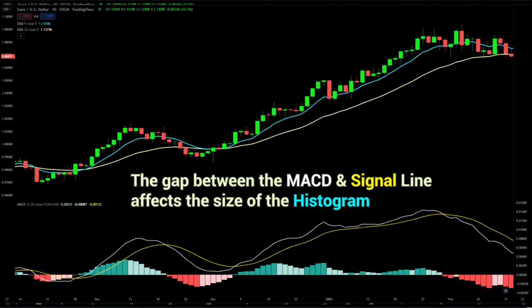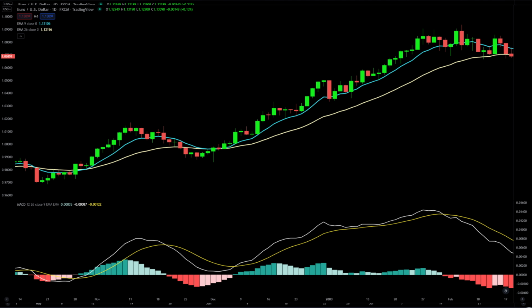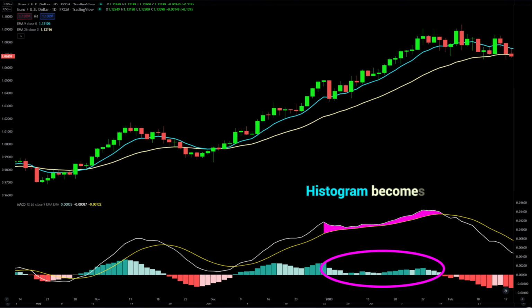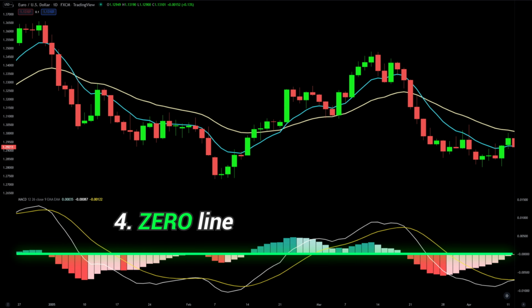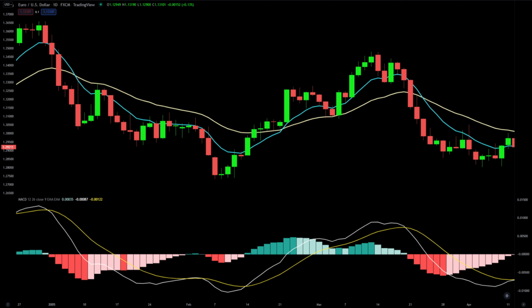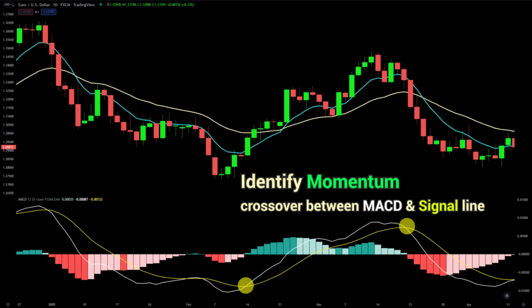The gap between the MACD line and the signal line also affects the size of the histogram. As you can see, if the two lines are further apart, the histogram gets bigger. And if the two lines get closer, the histogram becomes smaller. And finally we have the zero line, which simply represents the center of the MACD indicator. Now the way traders utilize this indicator to identify momentum is by looking at the crossover between the MACD line and the signal line. Let me show you an example.